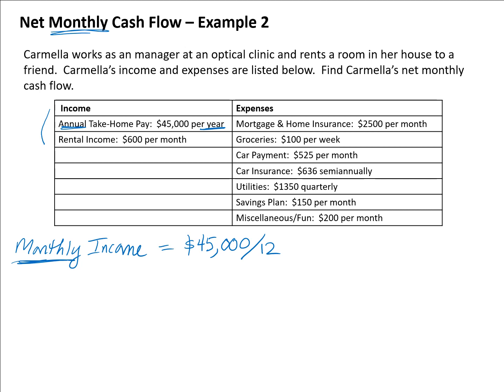It's really important to pay attention to words like per year, because if we want a monthly amount, we need to convert something that's per year to a monthly amount. Now, the rental income is given directly as a monthly amount, so we can put just $600 in there. So 45,000 divided by 12 for her job, plus $600 for the rent each month, gives us a total monthly income of $4,390.